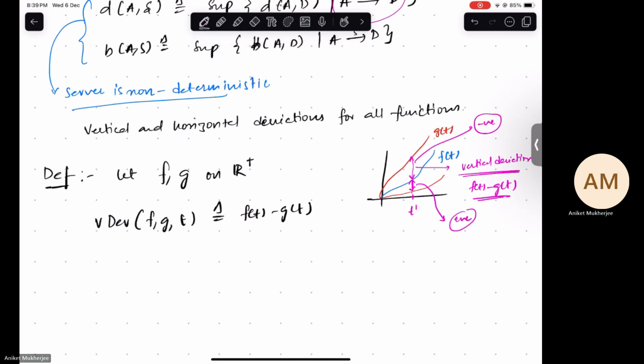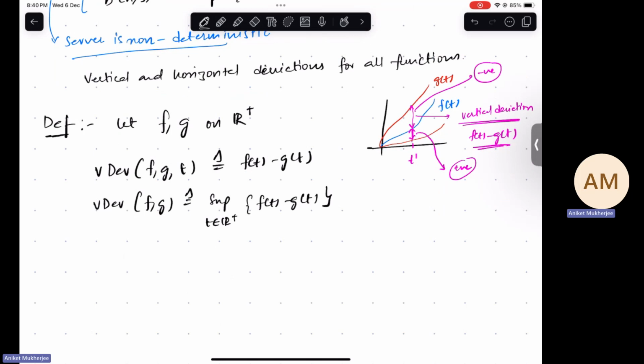Next, this is the vertical deviation at time t. Now you take the sup over t belonging to R plus of f(t) minus g(t). You take the set of all the possible vertical deviations and take the sup among all of them. You'll get the maximum vertical deviation between the two functions f and g.